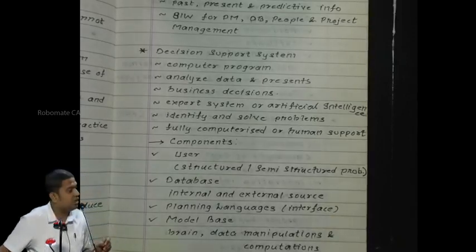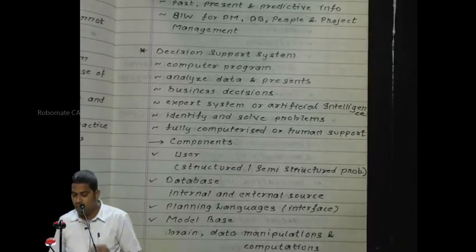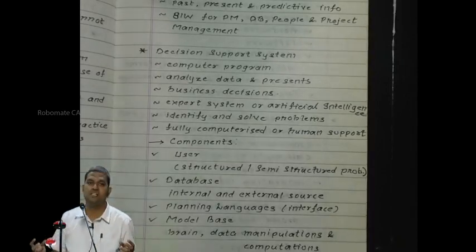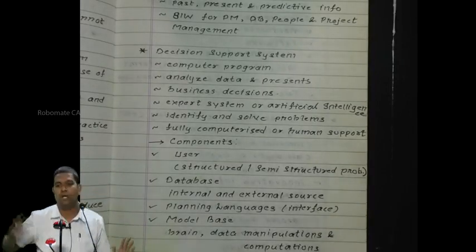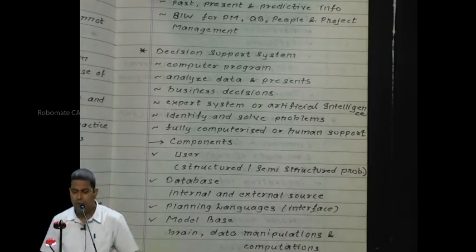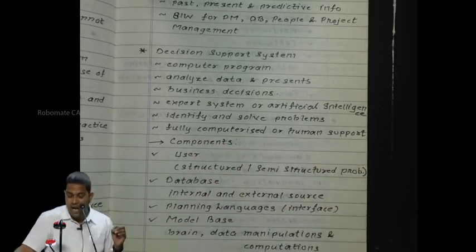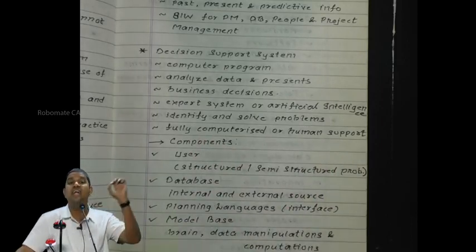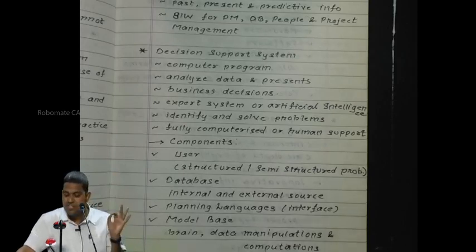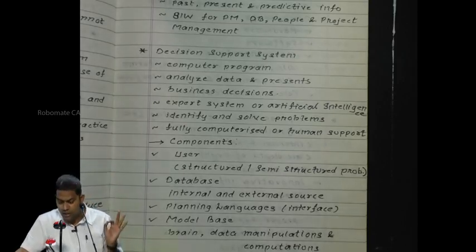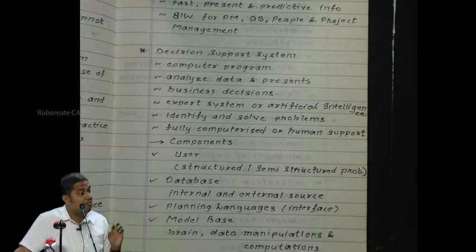A decision support system could have an inbuilt expert system or artificial intelligence. Now please don't ask me what this is. In the subsequent questions, maybe today only, I'll be explaining what an expert system is and what artificial intelligence is. The idea of a decision support system is to identify a specific problem and solve that problem. This type of system could be fully computerized, or it could be partly computerized and partly human, that is, human support. Okay, that's nothing but a decision support system.